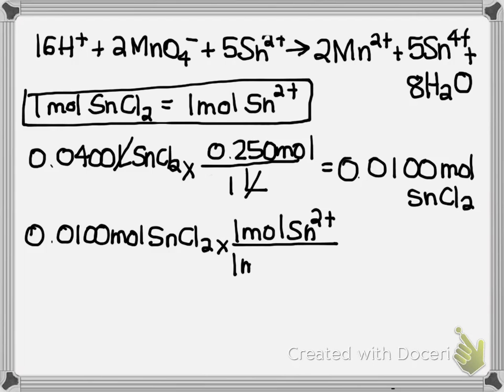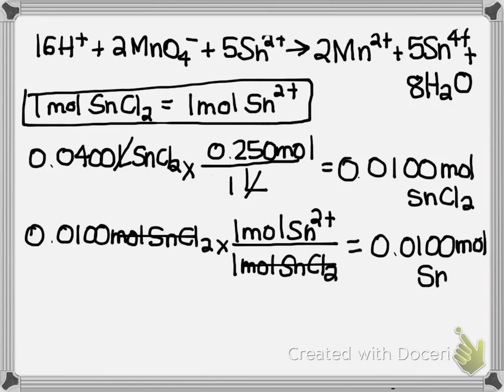Now you might know this in your head, so you wouldn't really have to write this, but I just want you to see that we can know that 0.0100 moles of tin chloride would also contain the same amount of the tin too. So now we know the moles of tin too, so now we can figure out the moles of the permanganate ion. Because if you reread the question, they want to know how many milliliters of the potassium permanganate solution. So I have to go from the tin solution to the permanganate solution.